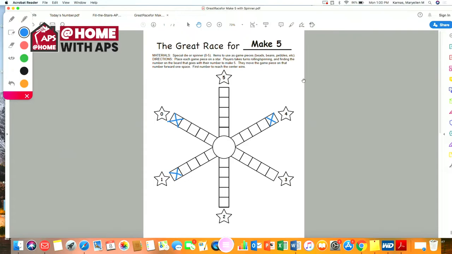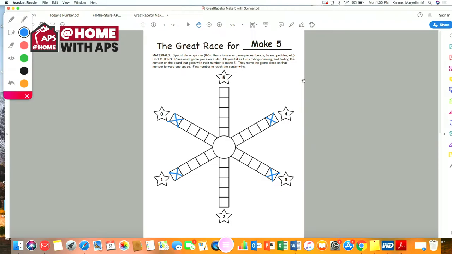Let's see. Okay, 2. I rolled a 2 or spun a 2. So if I look up here on our chart, 3 goes with 2. Wow, almost every number's gonna be in. Nobody's moving ahead too much. Not yet.